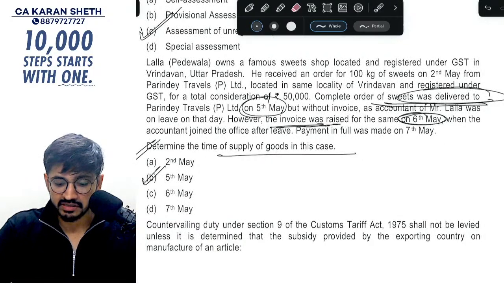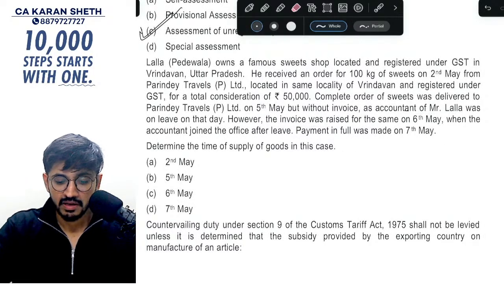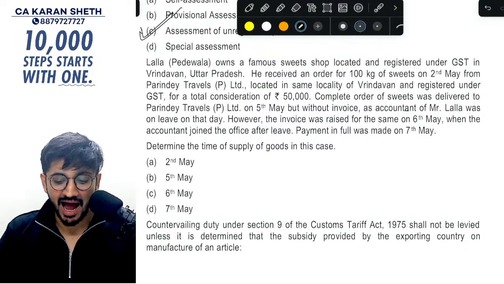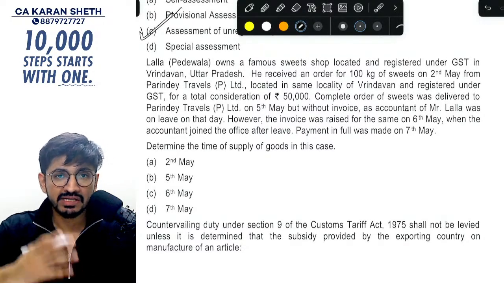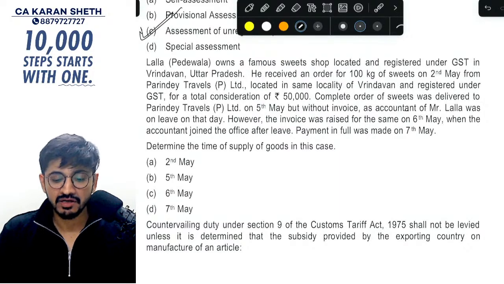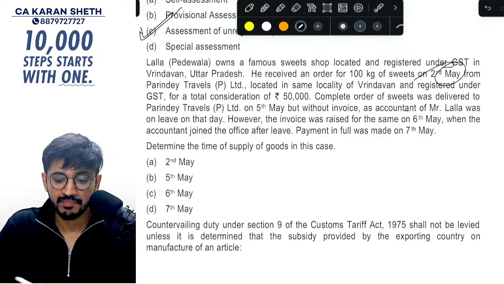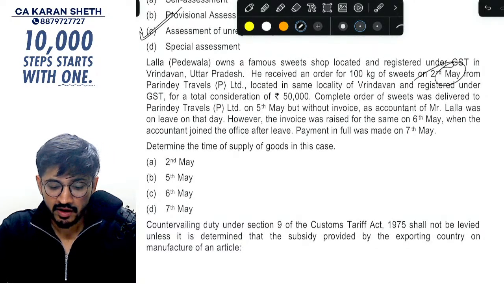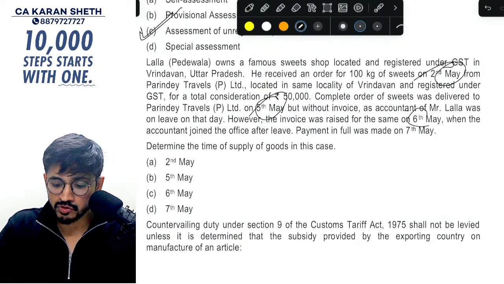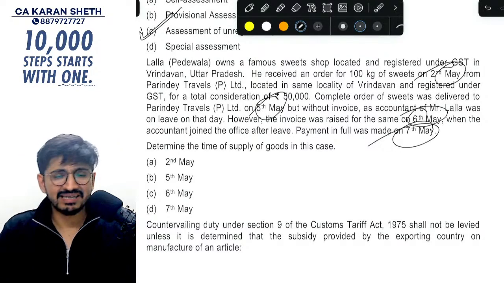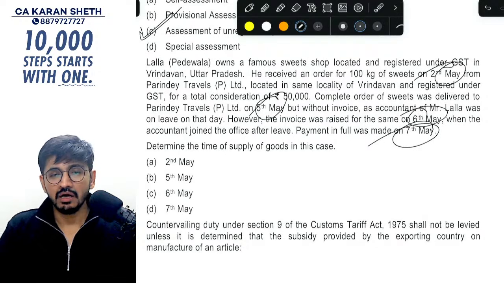Then comes, my dear friends, Mr. Lala, the Perawala. Now he is basically a supplier of goods, and here what happens is, my dear friends, that he gets the order on 2nd May. Okay, he delivers it on 5th May, he raises the invoice on 6th May, and he gets payment on 7th May. And as you know, it is clearly not the case of RCM.